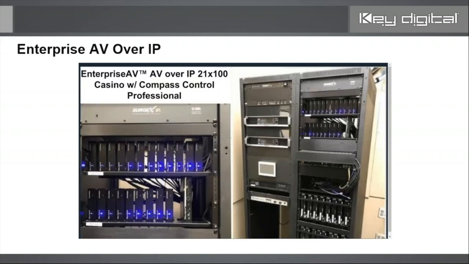Here is a casino in the US, 21 sources and 100 displays. This is a system that is controlled by Compass Control, and we are controlling Rain Halogen Audio DSP. And this is a great system. Why? The casino never turns off the system, of course. It is running 24/7 for many, many years now and working very, very reliably.